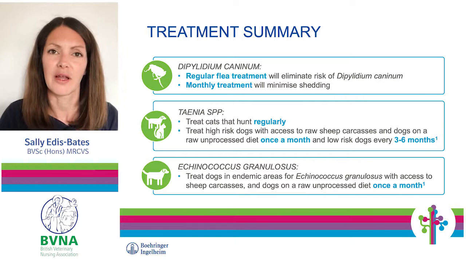For Echinococcus granulosus, dogs in endemic areas for this parasite with access to sheep carcasses and dogs on a raw, unprocessed diet should be treated once a month.